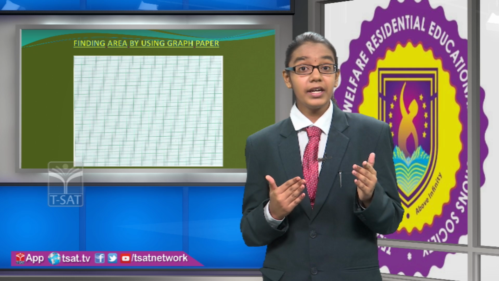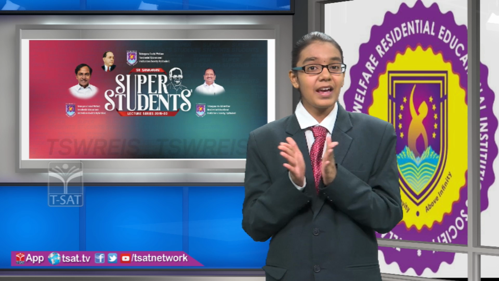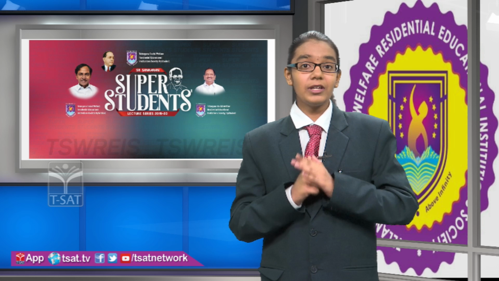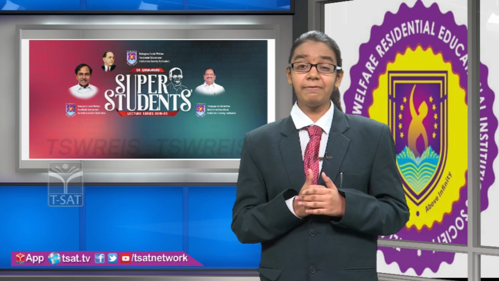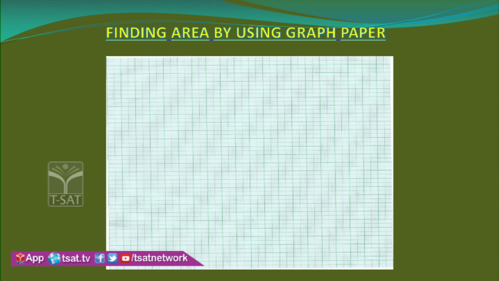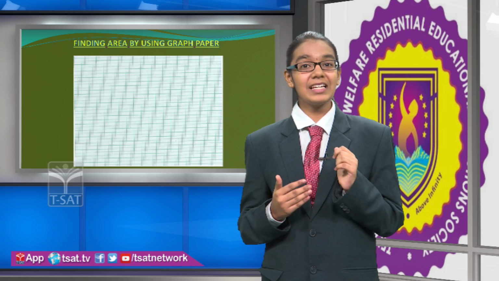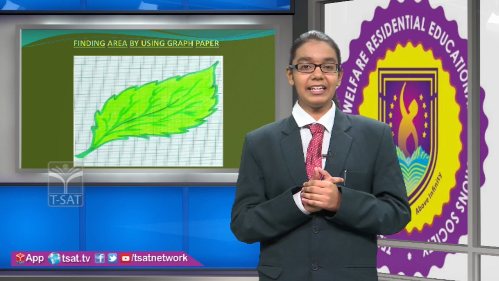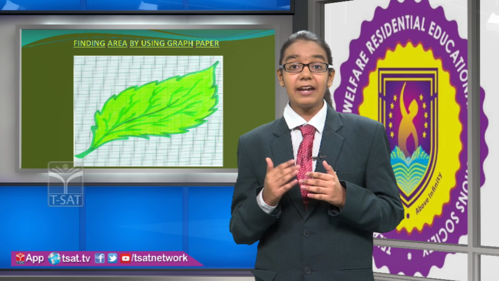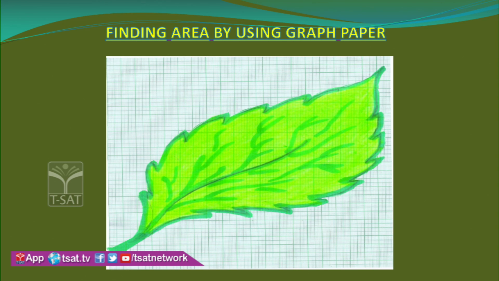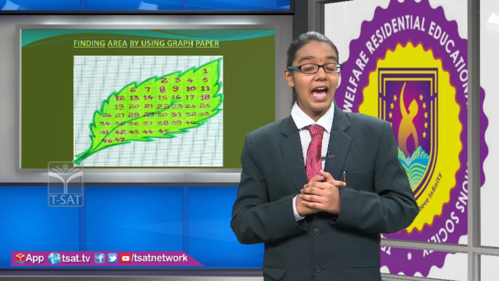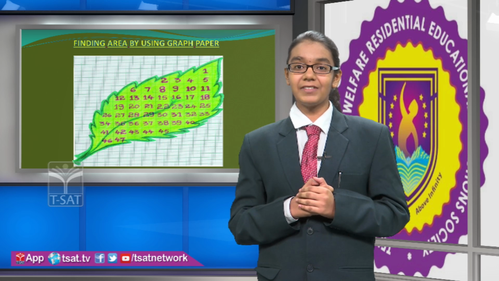And see, grid and graph papers are almost similar to each other. But the only difference we can find is that in graph paper we can find millimeter squares, but in grid paper we don't find that. Now let's find out the area of a leaf by using graph paper. This is a leaf, and the primary and fundamental step in both grid and graph papers is to trace the outline of the given figure on the paper. Before it was a leaf, and now this is the outline of the leaf.